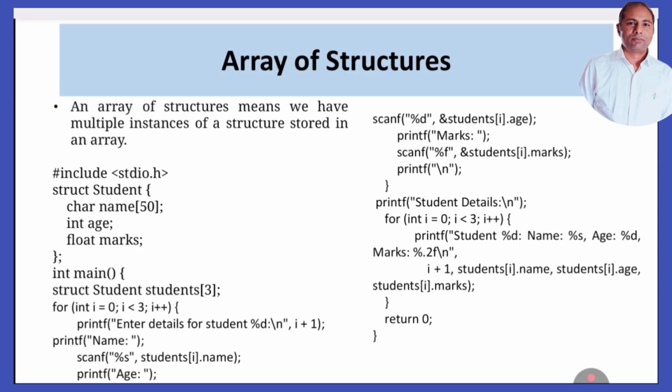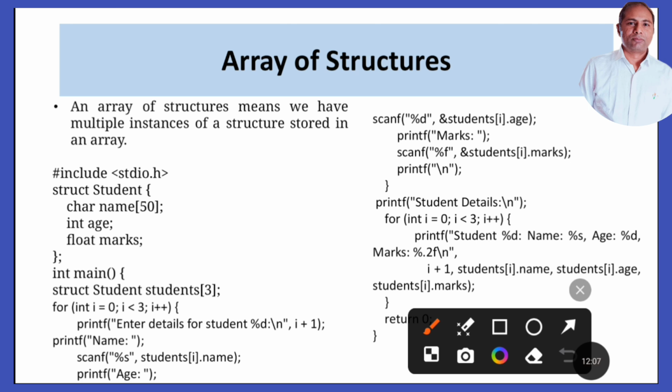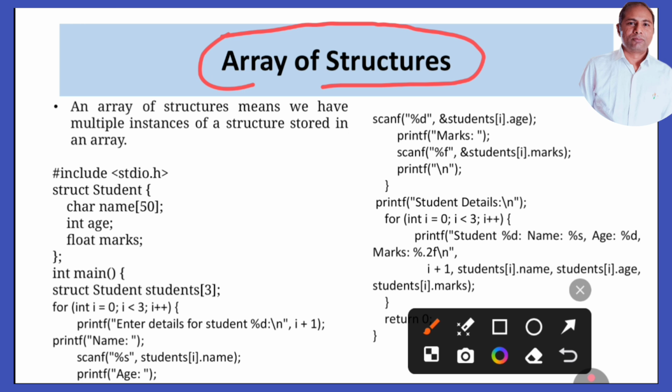Now there is one thing: this data was of one person. If there are a number of persons and we want to combine different data types, then there is the array of structure. So we can combine the array with the structure. An array of structure means we have multiple instances of structure stored in an array. So we can have data of persons or students, that is a number of students. For that we combine the array and structure.